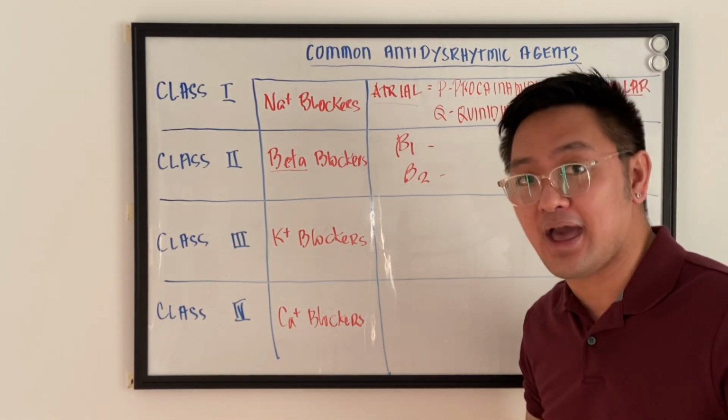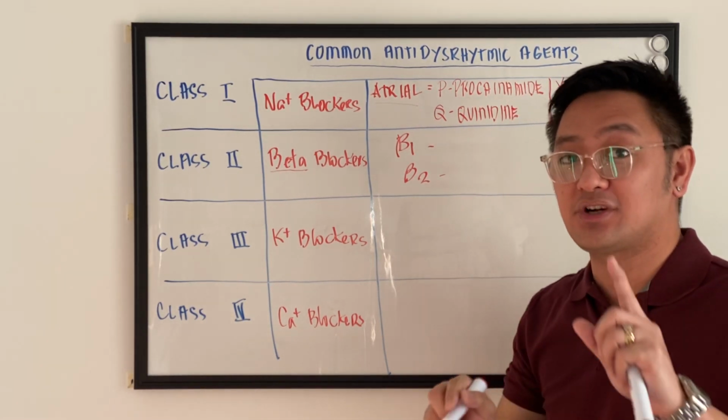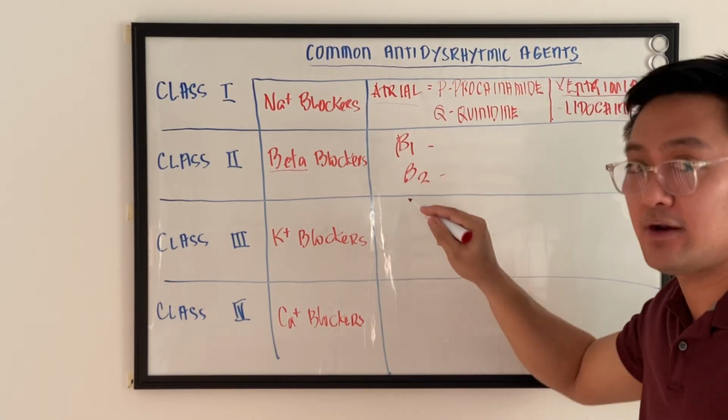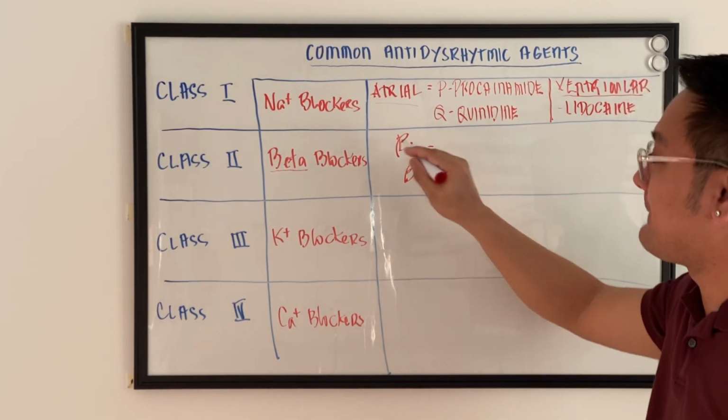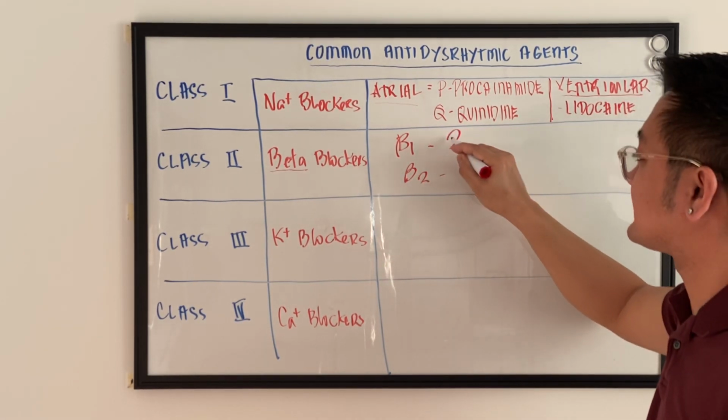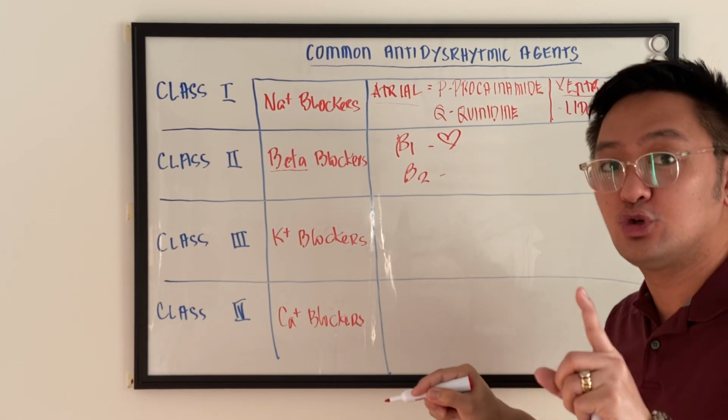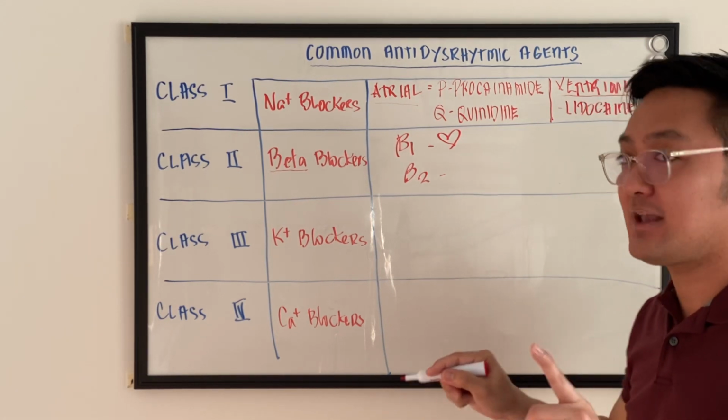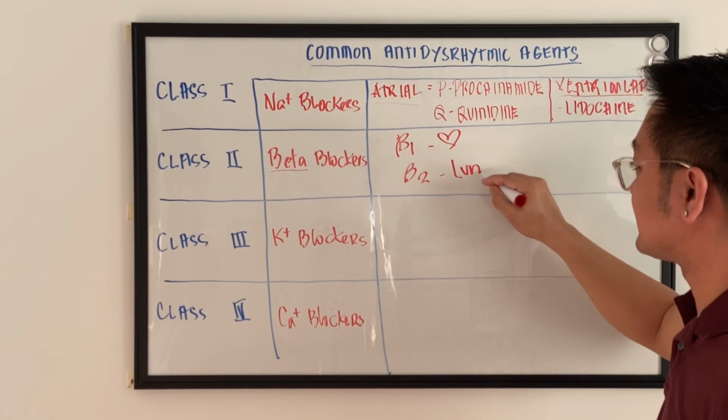How many hearts do you have? We only have 1 heart. That's our technique. So beta 1, 1 heart. Beta 1 receptor affects your heart. Beta 2, we have 2 lungs. Beta 2 affects your lungs.